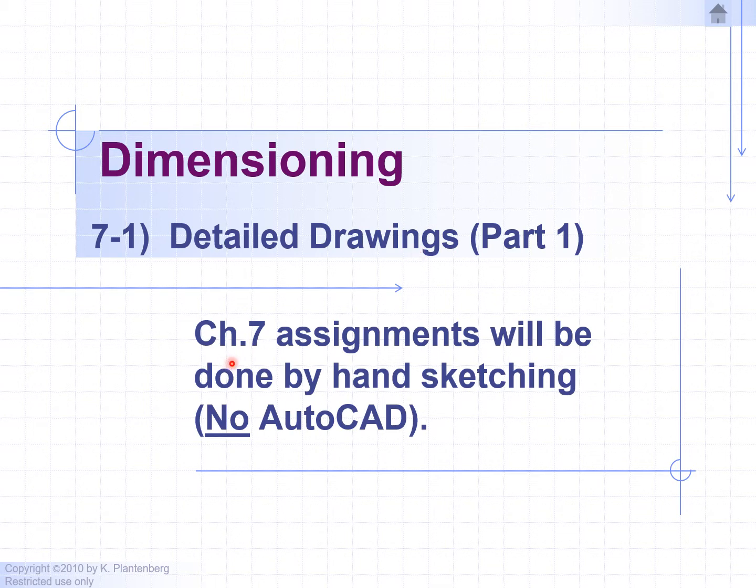So chapter 7 assignment will be done by hand. So hand sketching, no AutoCAD. Okay, chapter 8, we will be dimensioning, adding measurements in AutoCAD. And if you're using an old textbook, maybe a textbook 5 years or older, this would be in chapter 4. For the newer textbooks, this is chapter 7.